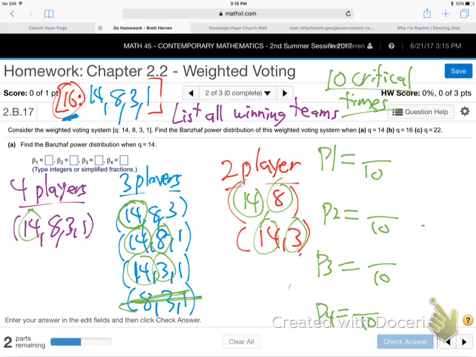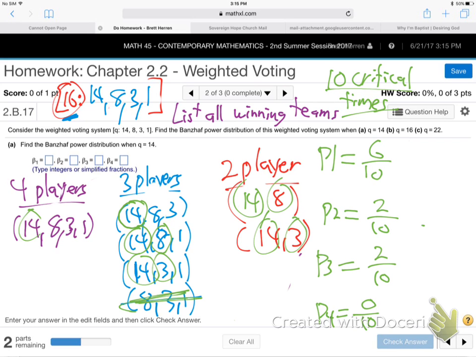Player 1, the 14, has how many of them? 1, 2, 3, 4, 5, 6. 6 out of 10. Player 2, the 8, has 1, 2, 2 out of 10. Player 3, the 3, has 1, 2, same. And then player 4, which is the 1, never. Right? Is that right? Yeah, never.